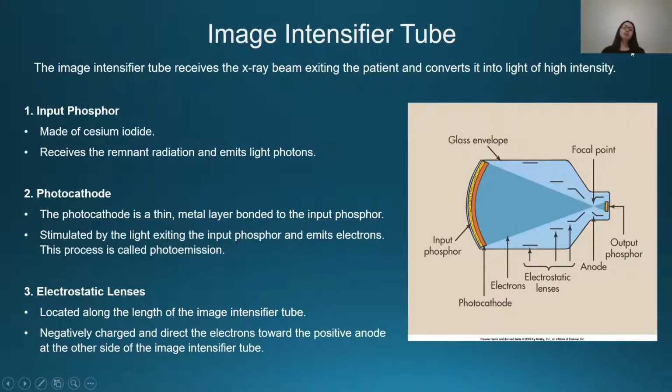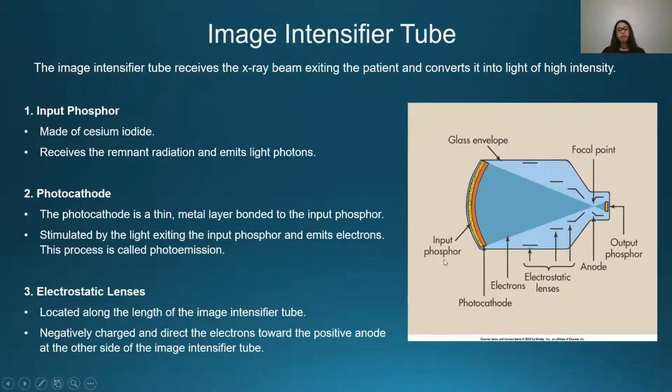So the first component of fluoroscopy is the image intensifier tube. Basically, the image intensifier tube receives the x-ray beam exiting the patient and converts it into light of high intensity. So here I have an image that shows all the components of the image intensifier tube, and I will be using it as I describe what each component does.